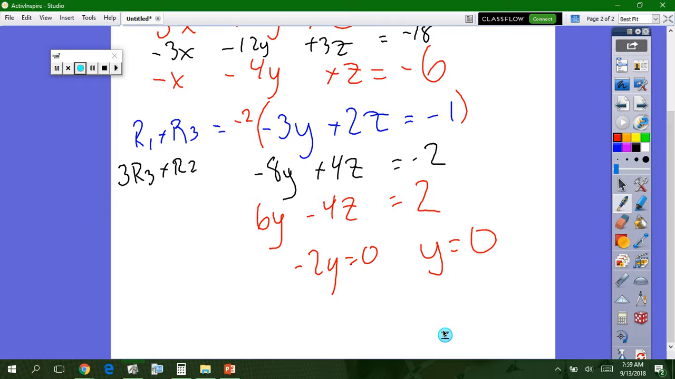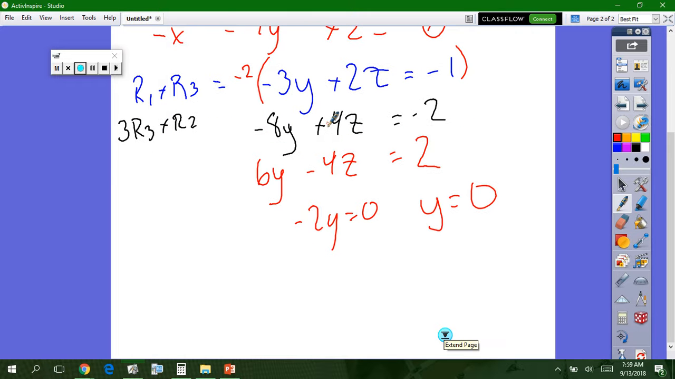Okay, so now I'm going to come back in here and plug that in for y. One of these guys, right? Doesn't matter which one. I'm going to use the top, though. So it's negative 3 times 0, 0, plus the 2z. So I basically have 2z equals negative 1, right? So z is negative a half. Oh, we got a fraction, but we can deal with it.